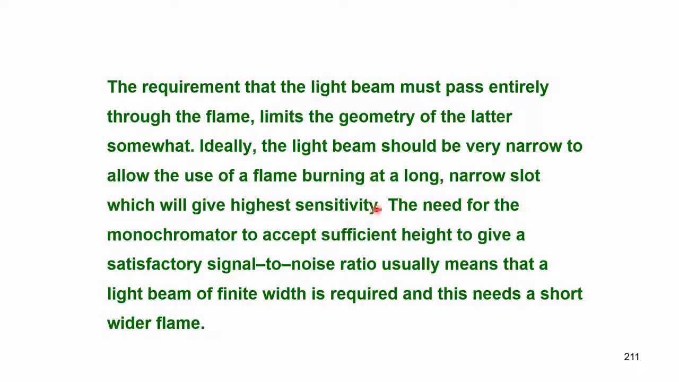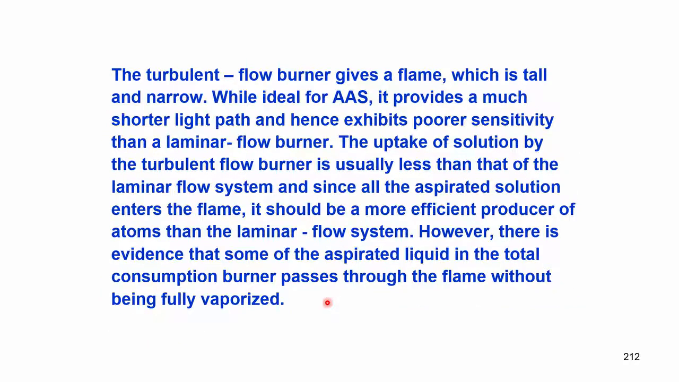So, longer the path length, higher is the sensitivity. So, the need for monochromator to accept sufficient height to give a satisfactory signal to noise ratio usually means that the light beam of finite width is required, and this needs a short wider flame. Now, the turbulent flow burner gives a flame which is tall and narrow, while ideal for atomic absorption, because everything gets evaporated, it provides a much shorter light path and hence exhibits poorer sensitivity than a laminar flow burner.